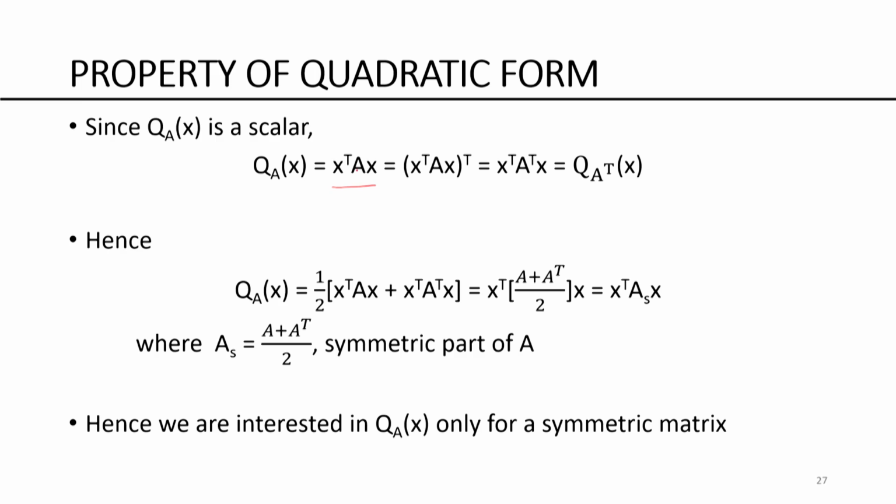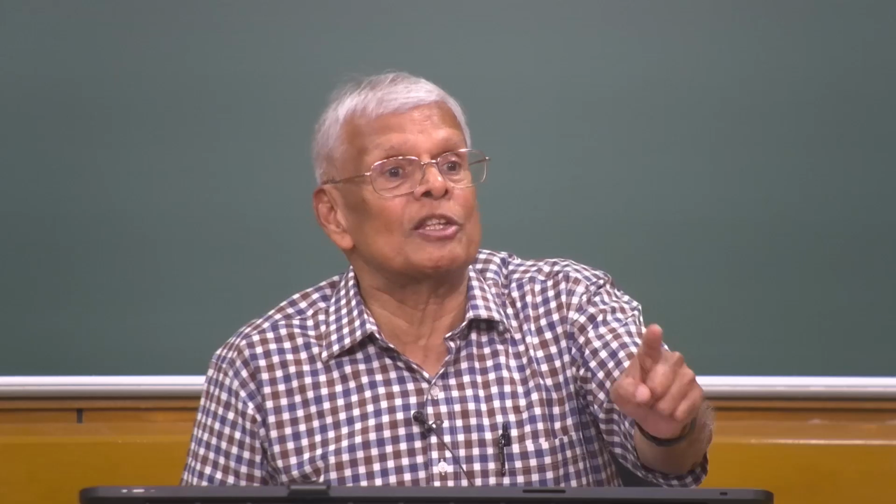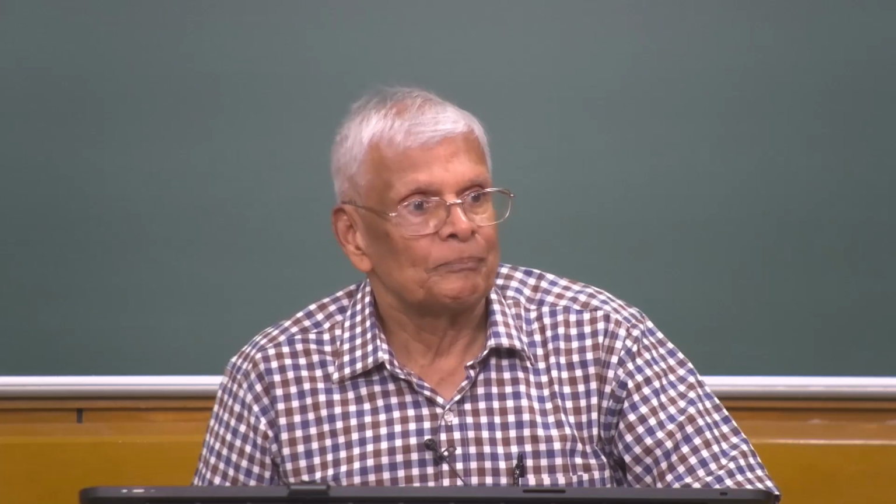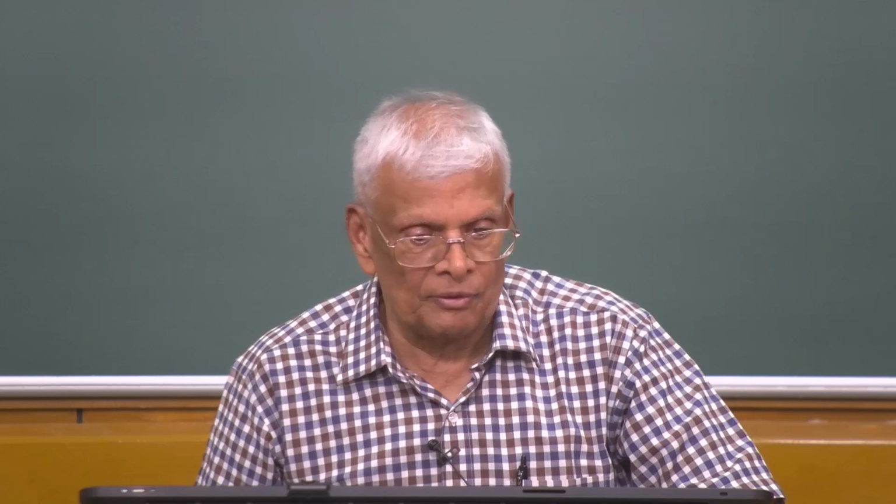So if this is a scalar, it is equal to its transpose, but the transpose of a product can be expressed as the product of the transposes in the reverse order, which is x transpose A transpose X. So look at that now. We have found out that x transpose Ax is the same as x transpose A transpose X. So if this is QA of X, this must be equal to QA transpose of X. So what is it we have now shown? The value of the quadratic form for the matrix A is the same as the value of the quadratic form with A transpose. Are you all with me now? It's a very important consideration.